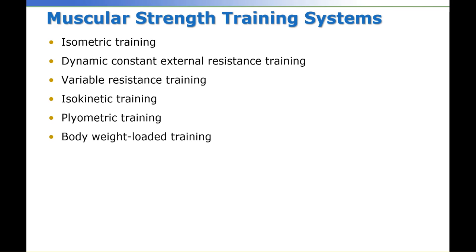So muscular strength training systems: you have isometric training, dynamic constant external resistance training, variable resistance, isokinetic, plyometric, body weight. Many of the systems of strength training have been developed over the past several centuries. So what we're going with here is we're on page 452. These are interrelated systems, but there are benefits to each, okay?